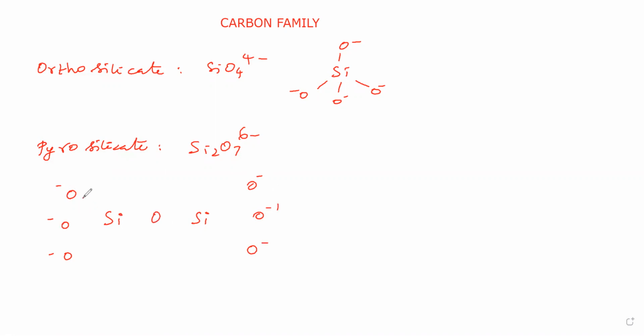Now each minus 1 oxygen will make a single bond with the silicon. This central oxygen will make 2 bonds, with the 2 silicons on the left side and right side. This is called pyrosilicate. Which minerals exist in the form of pyrosilicate? One example is thortveitite, whose formula is Sc2Si2O7.